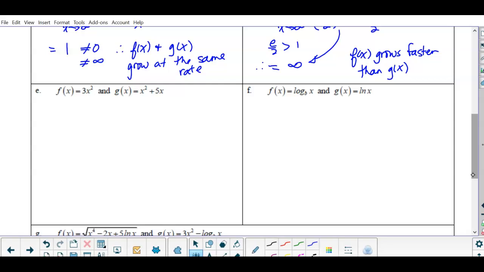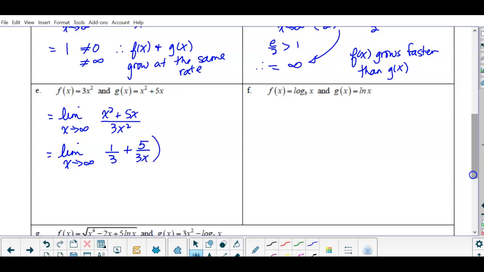Next one, again, I'm going to put the more complicated one in the numerator. So then I can split this up, that's going to be 1 over 3 plus 5 over 3x. Okay, and then 5 over 3x is going to approach 0. So this is going to end up being 1/3. Okay, 1/3 is not 0 and not infinity. So therefore, f of x grows at the same rate as g of x.